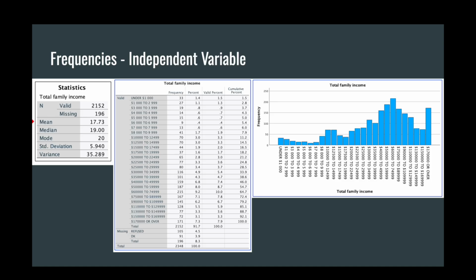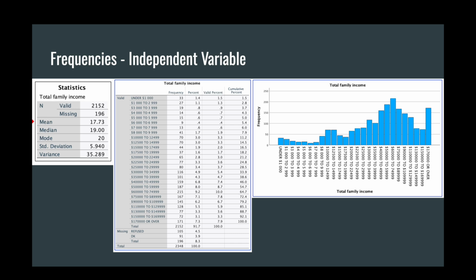The highest frequency for income, according to the table, was $60,000 to $74,000. It is important to note that for a family of 4, the poverty line is at $25,000. So about a quarter of the respondents live below the poverty line. The central tendency is better determined by the median, which is about $50,000.